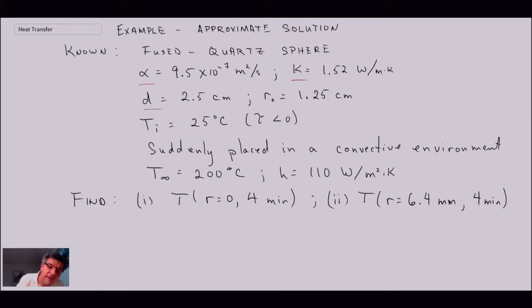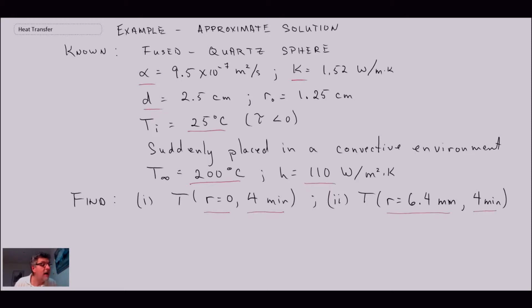So we know the diameter. Originally it's at 25 degrees C, and then it's suddenly placed in a convective environment of 200 degrees C. The convective heat transfer coefficient is 110 watts per meter squared Kelvin, so that would be a pretty good flow coming across it to get that high a coefficient. We're told to evaluate the temperature at the center line, r equals 0, at 4 minutes, and also at a point 6.4 millimeters off the center line, also at 4 minutes.